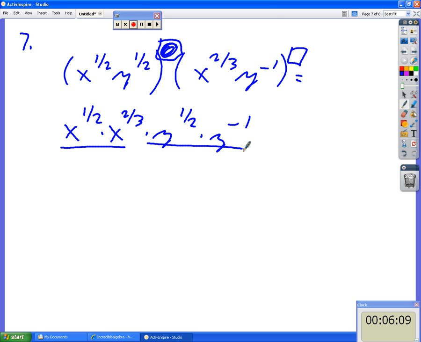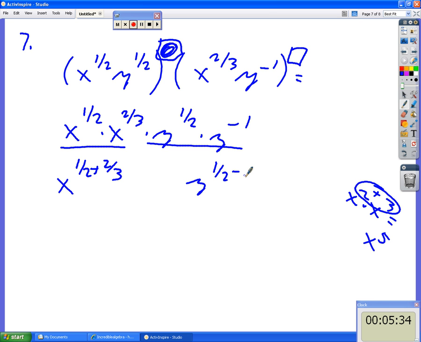When I multiply, what do I do with exponents? For instance, if I have x squared times x cubed, what is my answer? It is x to the 5th, because I'm adding the 2 and the 3 together. When multiplying numbers with the same base, I add the exponents. So over here, I am going to take x to the 1/2 plus 2/3. Over here, y to the 1/2 minus 1. And I'm going to add these fractions together in both cases.